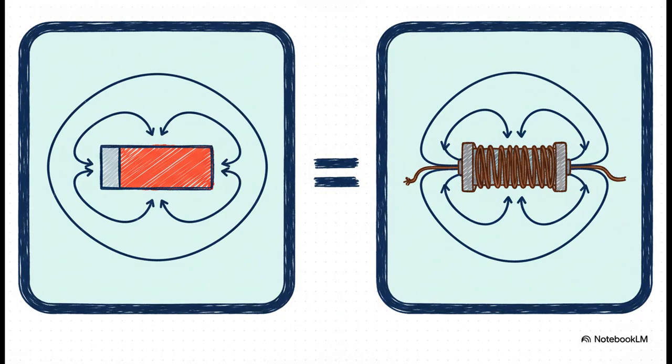Now what happens if we take that wire and coil it up, like a spring? We call this a solenoid. And check this out. This is the amazing part. Its magnetic field looks almost exactly like a bar magnet's. They're like twins. Remember this comparison.